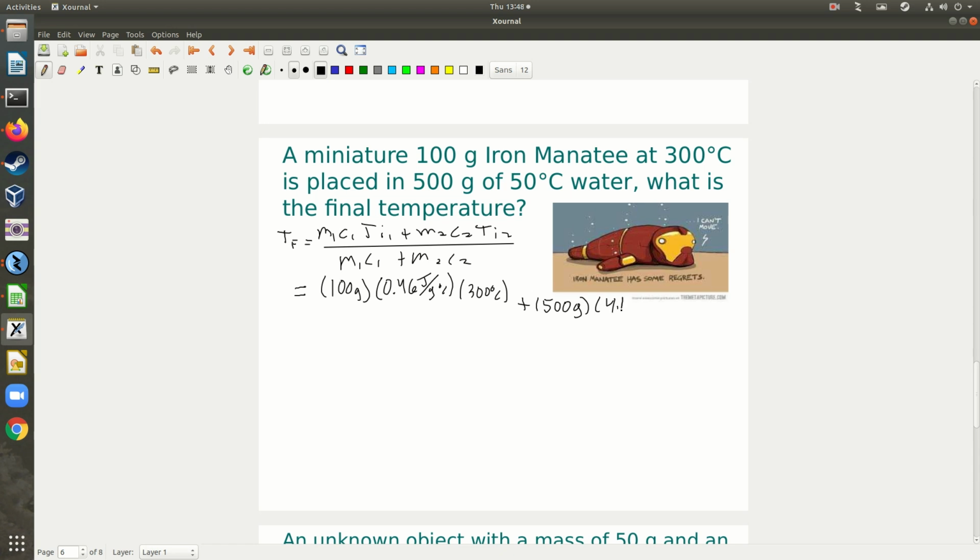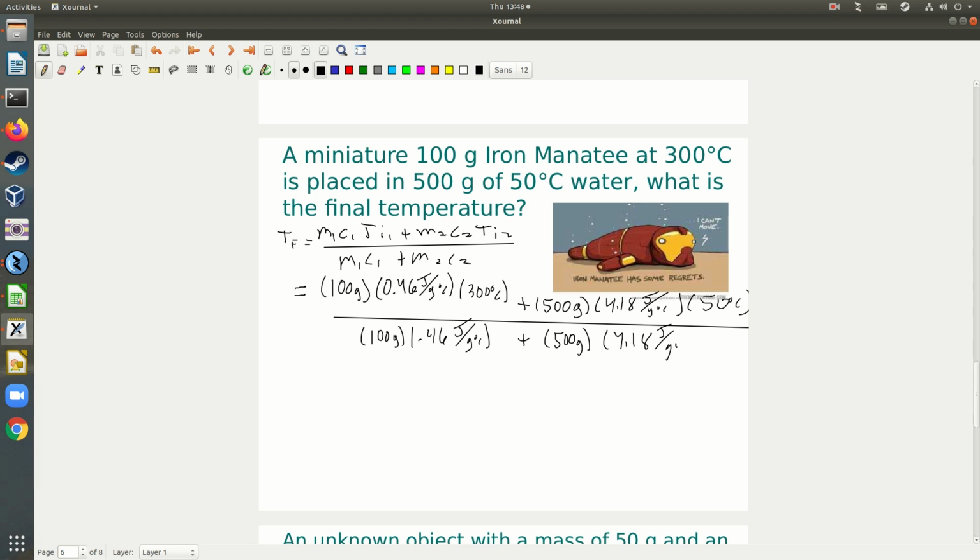Its specific heat, which is 4.18 joules per gram degrees Celsius. And the final temperature. What is the final temperature? Or, sorry, initial temperature. I said that wrong. 50 degrees Celsius. And then I'm going to use my tool again, but that doesn't really work as well, especially since I'm at a weird angle now. But, hey. Alright, and then we have 100 grams times 0.46 joules per gram degrees Celsius plus 500 grams times 4.18 joules per gram degrees Celsius.